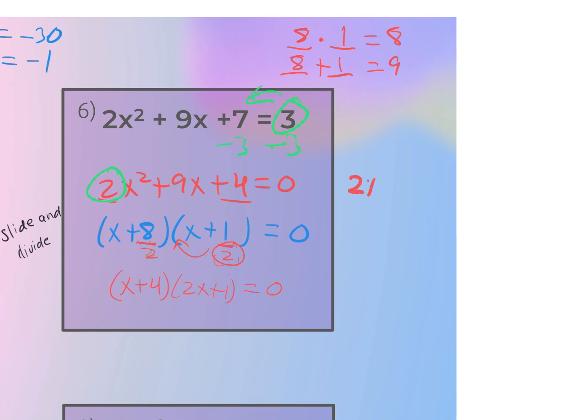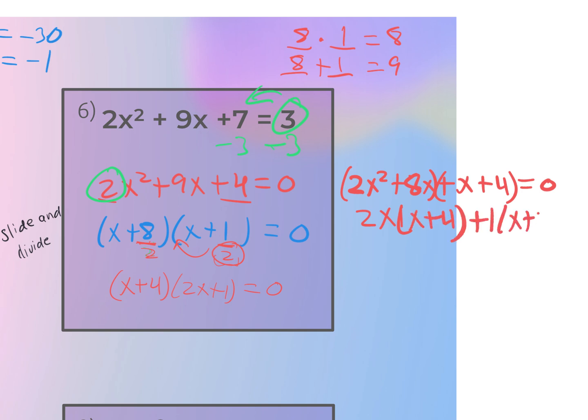So split up the middle term, you should get 2x squared plus 8x plus x plus 4 equals 0. Group the first 2, group the second 2. GCF of the first term is 2x, and then you're left with an x plus 4. GCF of the last 2 is 1. You're left with an x plus 4 equals 0, and then we get 2x plus 1 times x plus 4. So look at that. That's the exact same thing.